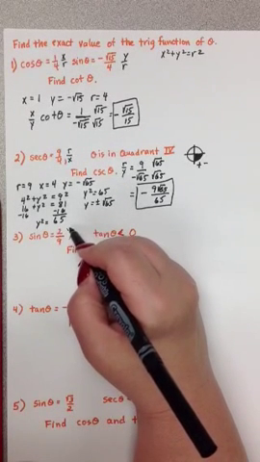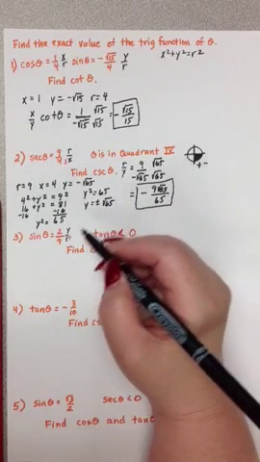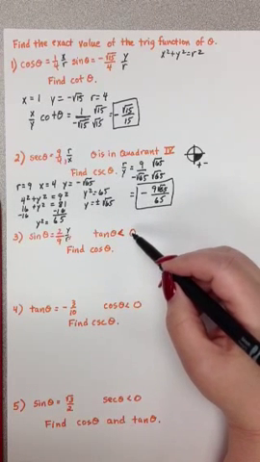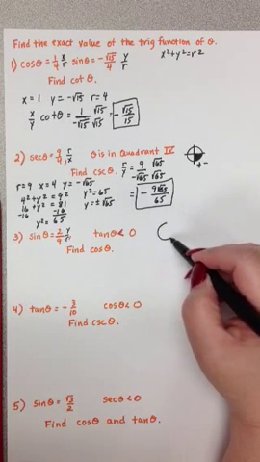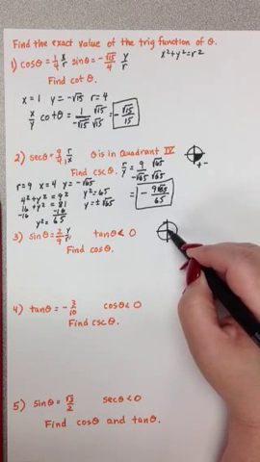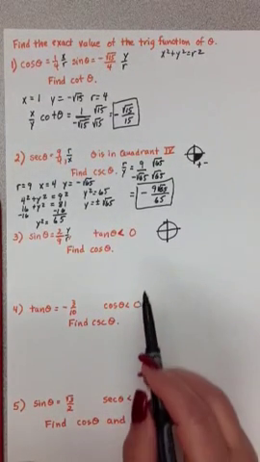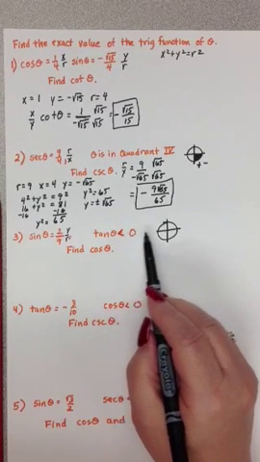Next we have sine of theta is 2 over 9. Remember, sine is y over r. I think you have to remember all your x, y, r stuff. And they told me tangent of theta is less than 0. This is going to be a kind of a quadrant problem too. Which quadrants is tangent less than 0?